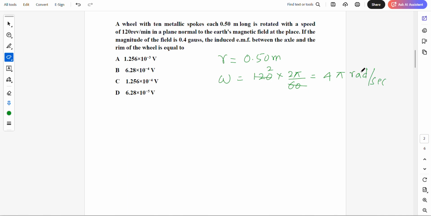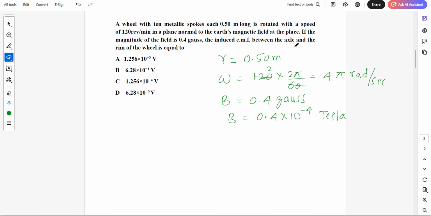Now in a plane normal to the Earth's magnetic field at the place, if the magnitude of the field B is 0.4 Gauss. How to convert this Gauss into Tesla? 0.4 into 10 to the power of minus 4 Tesla. Remember, 1 Gauss is equal to 10 to the power of minus 4 Tesla.